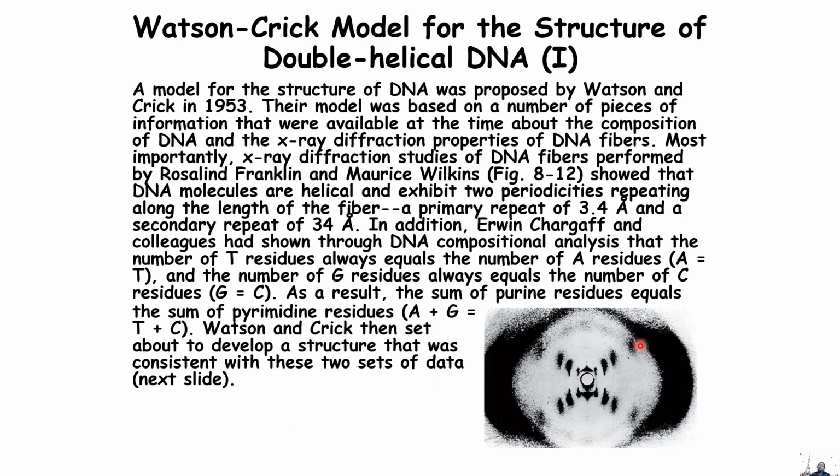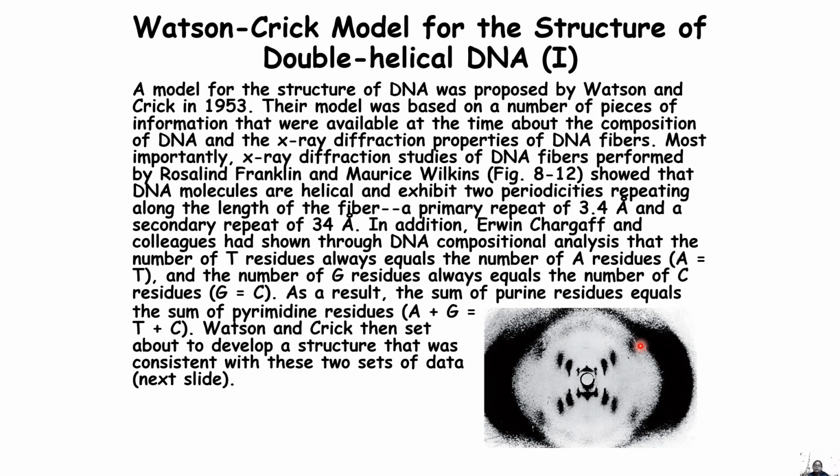Basically, the model for the structure of DNA was first proposed by Watson and Crick in 1953. Their model was based on a number of pieces of information that were available at the time about the composition of DNA and the X-ray diffraction properties of DNA fibers. Most importantly, the X-ray diffraction properties of DNA fibers. The studies of DNA fibers were performed by Rosalind Franklin, who was deprived of the Nobel Prize, who did not get that much recognition at that time, and who actually passed away within a few years. The Nobel Prize was not given posthumously at that time.